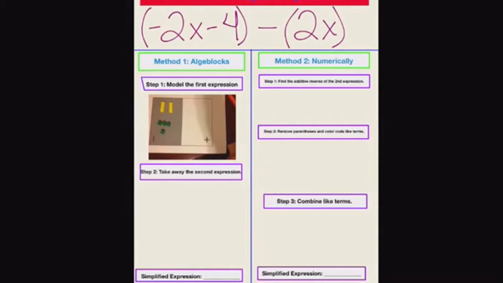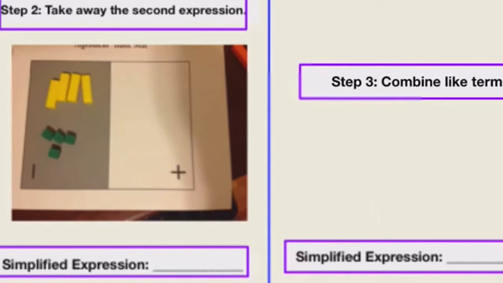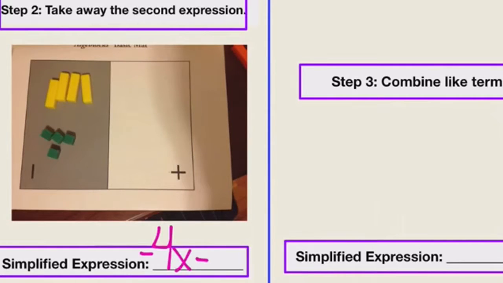Okay, so this is our simplified expression. Go ahead and take a picture and drop that into GoodNotes. And we're going to go ahead and write our simplified expression, which is negative 4x minus 4.